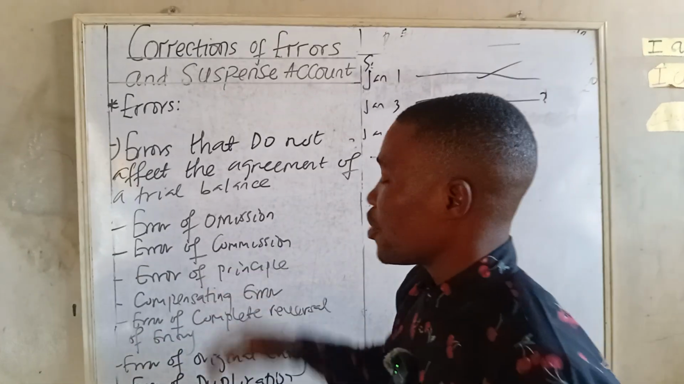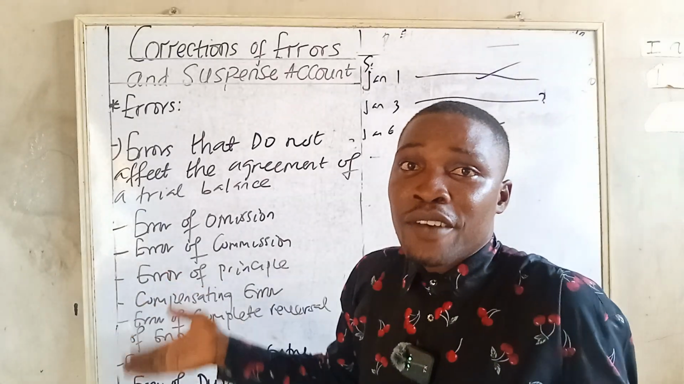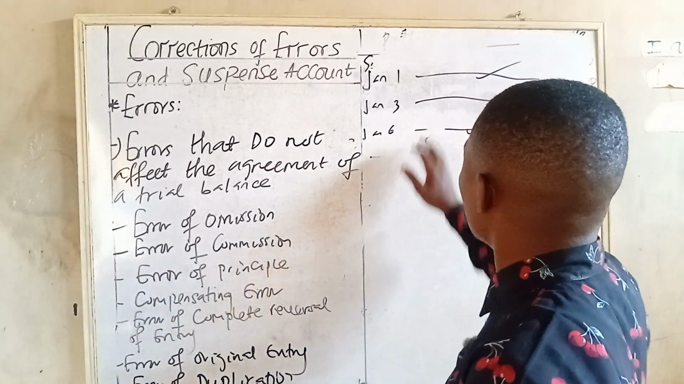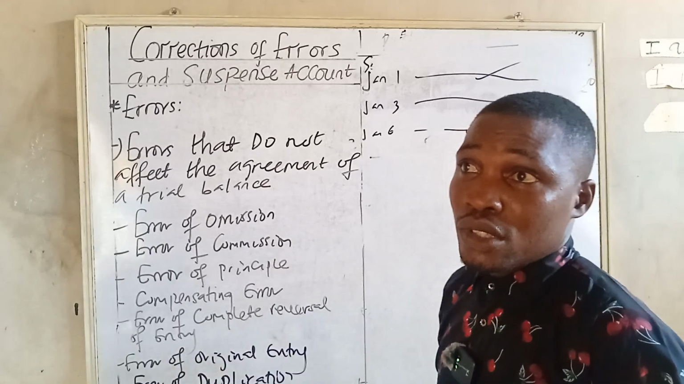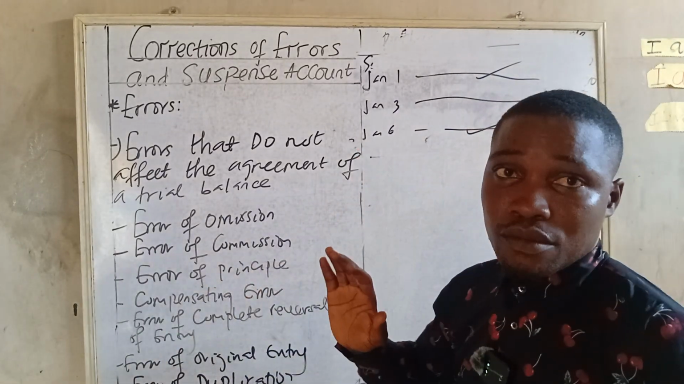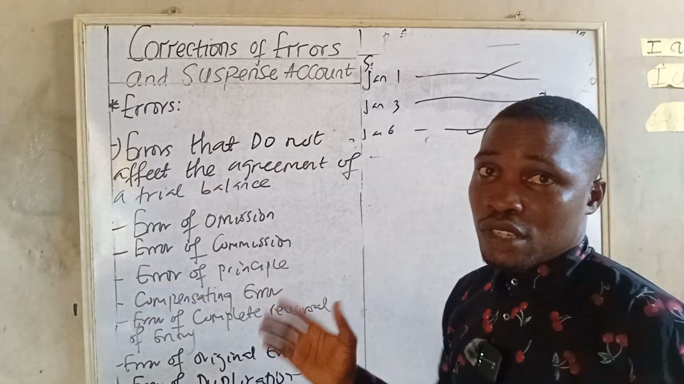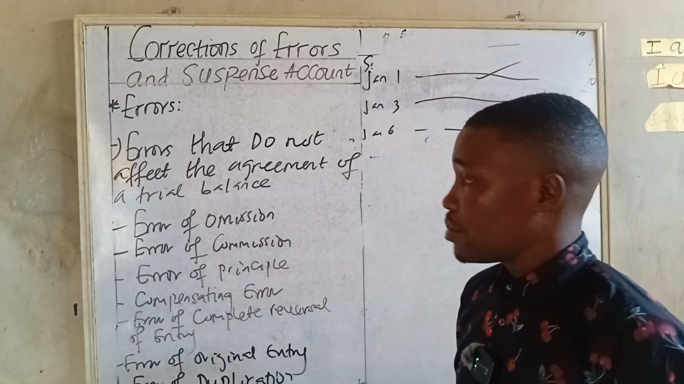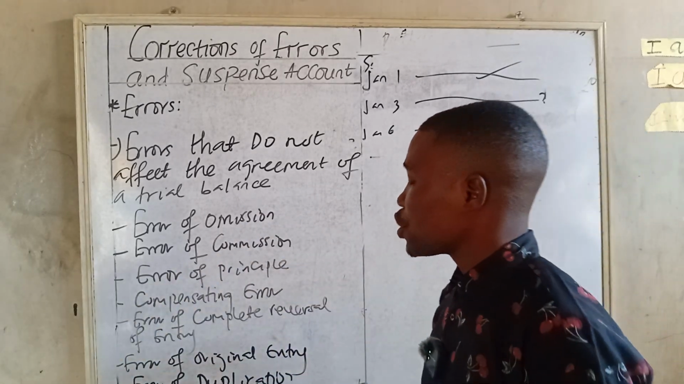So we call it error of omission. It will not affect the trial balance because we have not even made an attempt to record it at all. And the correction is to just go back and record the transaction. The trial balance will still balance. Now, error of commission.